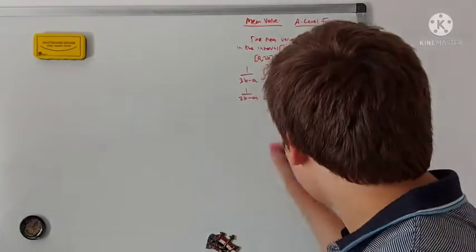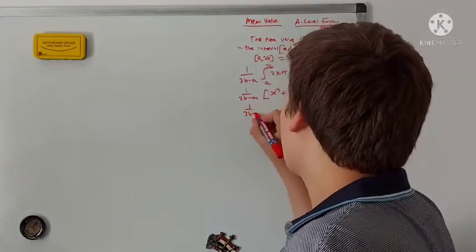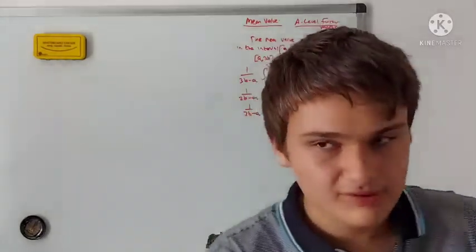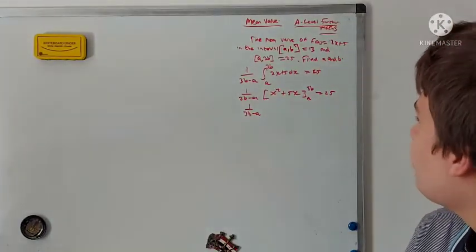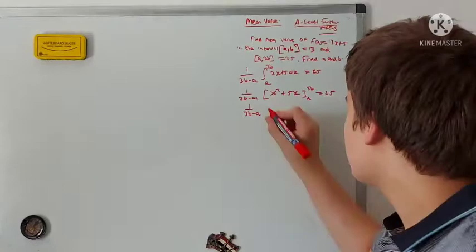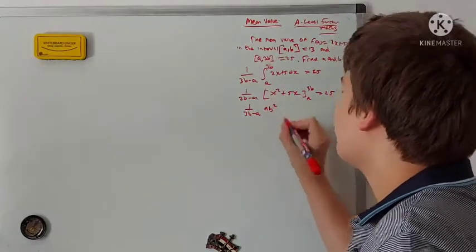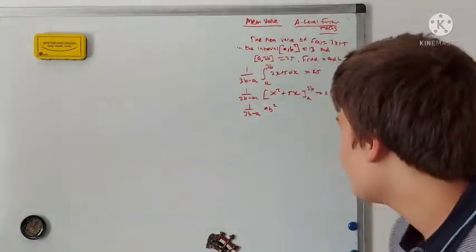Okay, this is quite a mess, this question. Got 1 over 3b minus a. Now, I need to substitute in, so I get 3b all squared, which will give me the 9b squared, don't forget to square the 3, plus 15b through.